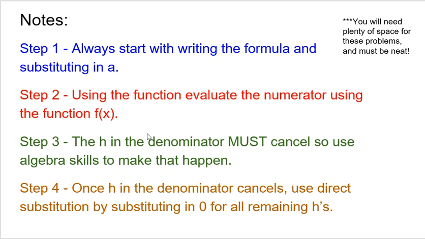Step 4 is once the h in the denominator cancels, we're going to use direct substitution by substituting in 0 for all the remaining h's. Let's go back to the formula for 1 second.